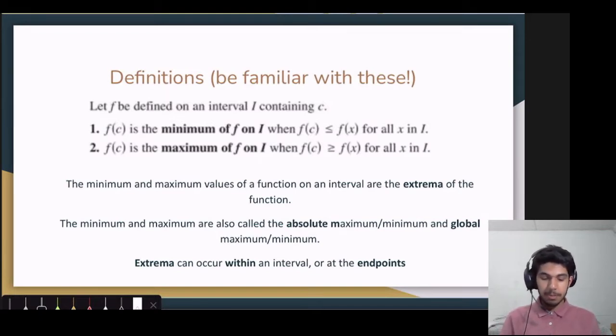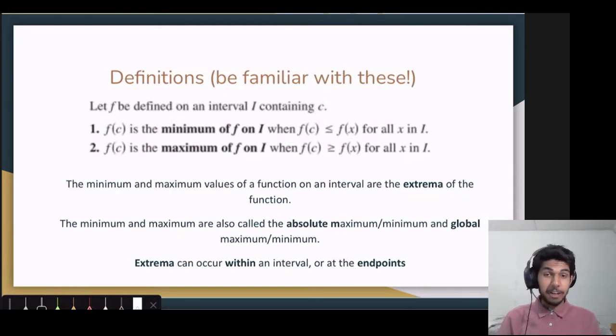Additionally, the minimum and maximum are called the absolute maximum and minimum, and the global maximum and minimum. So that's kind of weird. Why would we add different terms that mean the same thing, absolute and global, just to describe what a minimum and maximum are? The thing is, we can have different types of maxima and minima, and we'll see that shortly. But when we see absolute and global maximum and minimum, we're talking about the highest value of the function or the lowest value of the function.